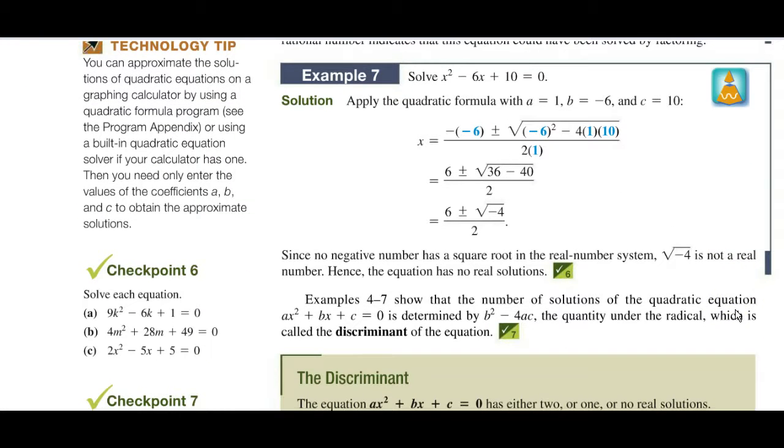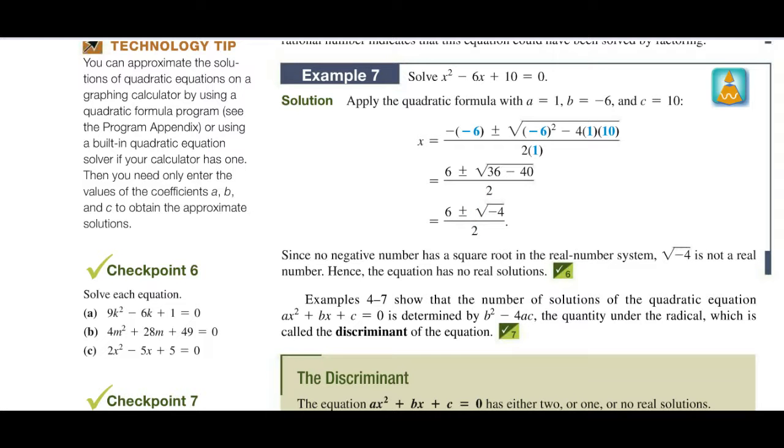And again, it's in standard form. We identify the A as 1, the B as negative 6, the C is 10. We do the substitution carefully, and when we end up with it, we see that x equals this, but under the radical sign, this is not a real number.